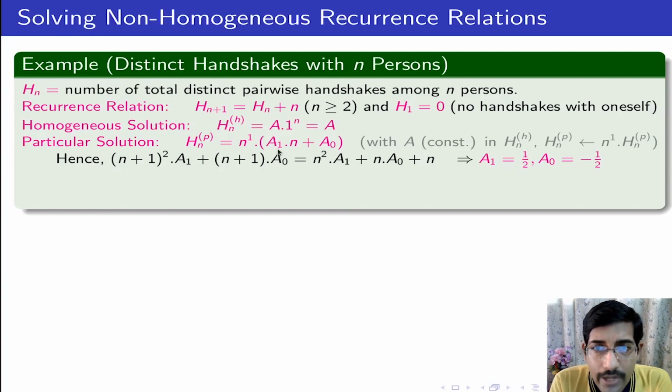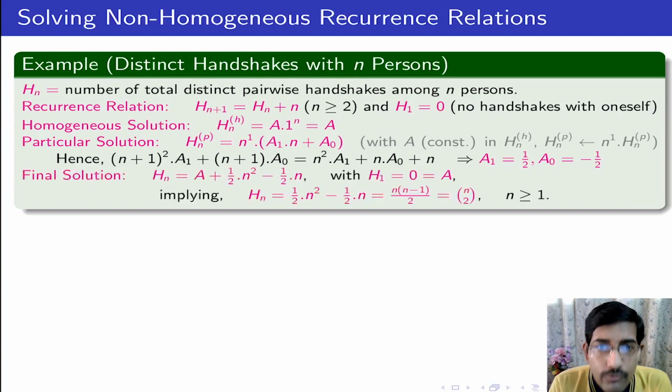So this way I get the particular solution constants. Now once I get the particular solution constants, I will try to formulate my final solution, which is the particular solution A1 n square plus A0 n, which is half n square minus half n, plus I have the homogeneous part as A.